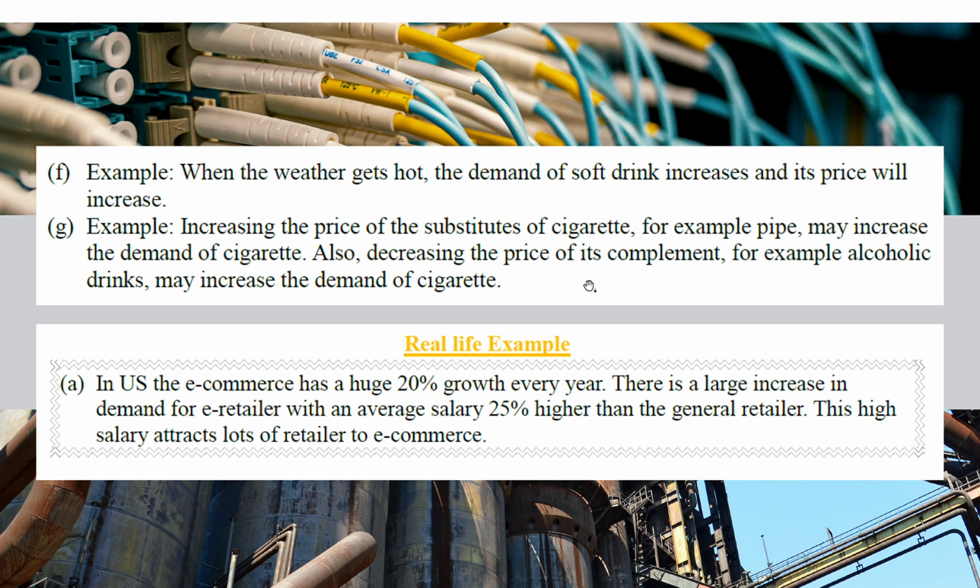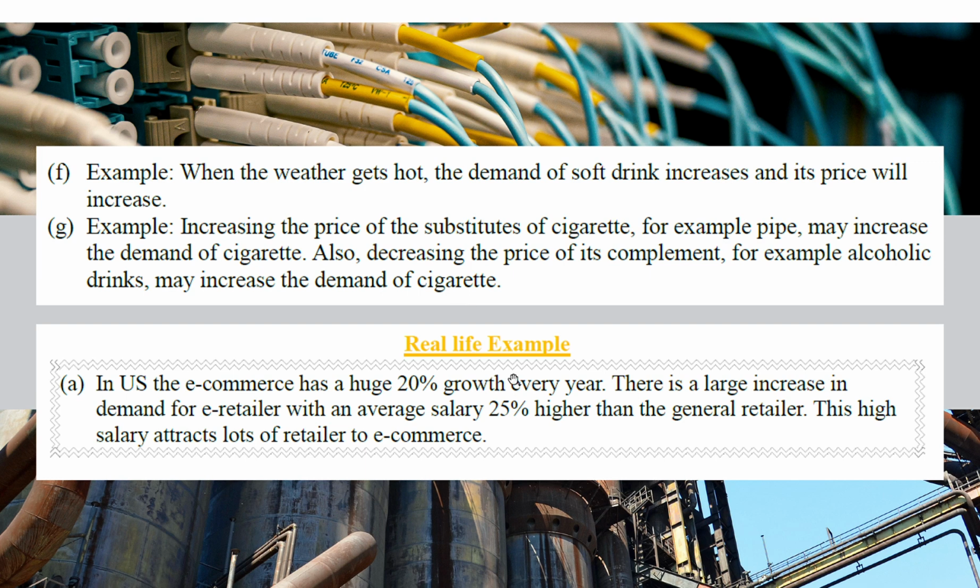Also, in the exam paper you need to give some real life examples. So when the weather gets hot, the demand for soft drinks increases, and the price will increase, but not immediately, right? It will increase slowly. Also, increasing the price of a substitute of cigarettes, for example, pipes, will increase the demand for cigarettes, because there is less quantity demanded for pipes. Of course, decreasing the price of complements, for example, decreasing the price of alcohol. Alcohol and cigarettes are always consumed together, complements, and that will increase the demand for cigarettes.